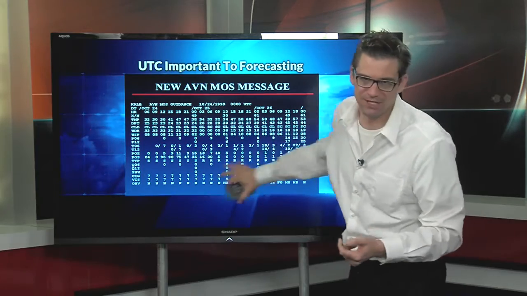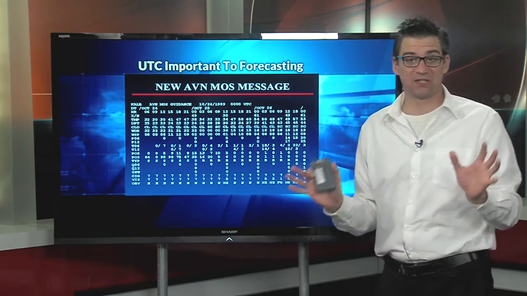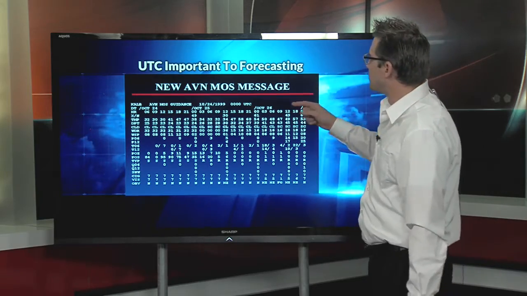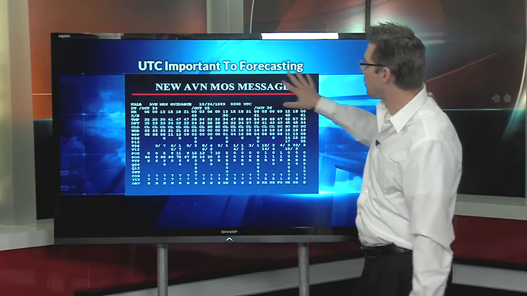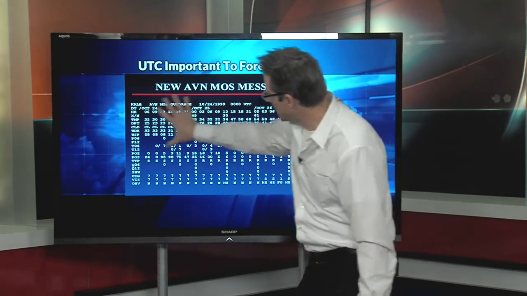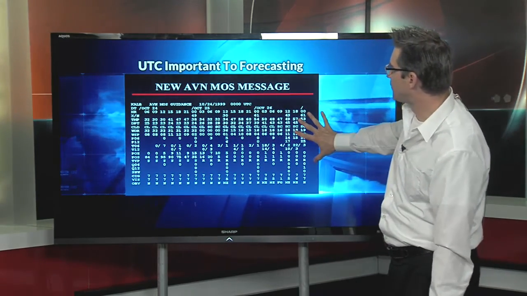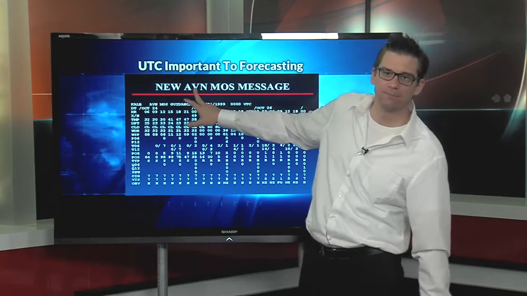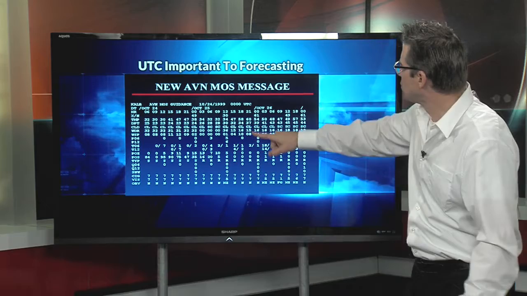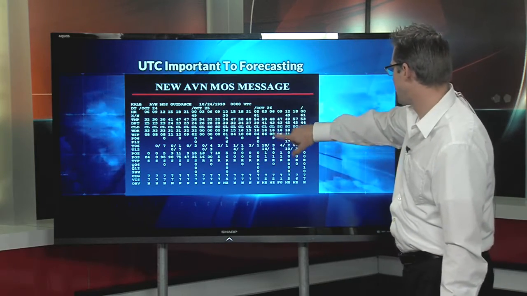A lot of numbers here. They all mean something to us as meteorologists, but this is a good example. UTC time is important to forecasting. So basically what you're looking at is a projection from the AVN model, which stands for the aviation model. We don't really use this one too often, but it's a good example because I wanted to show you this.